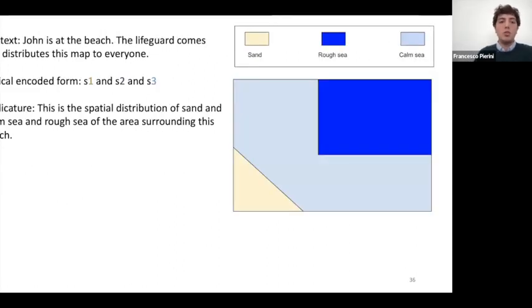And so I want to claim that maps display these features, this kind of intrusion. So on the right we have a map, a very sketchy map of a coastal area.